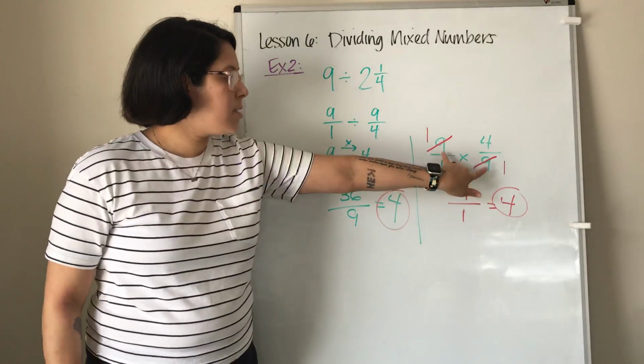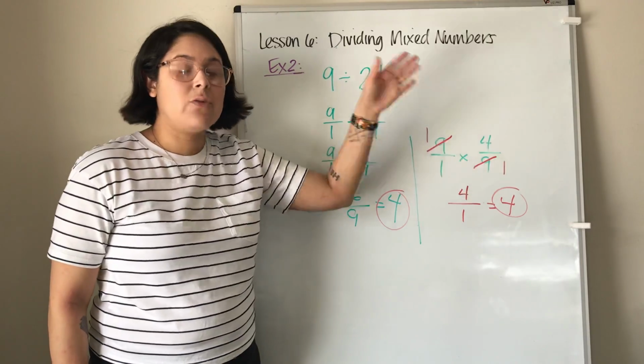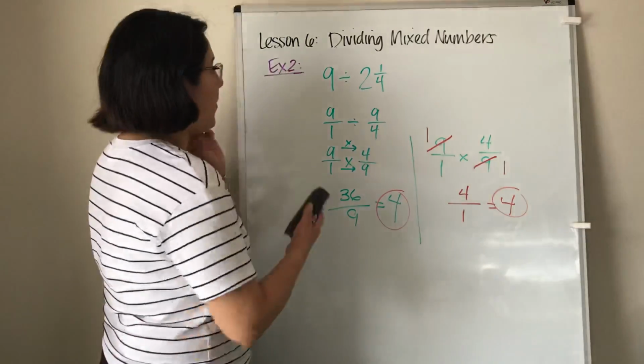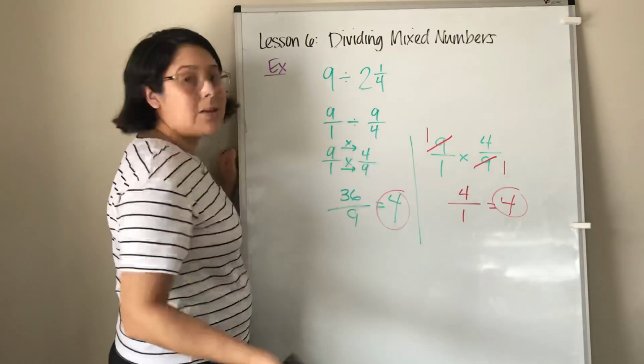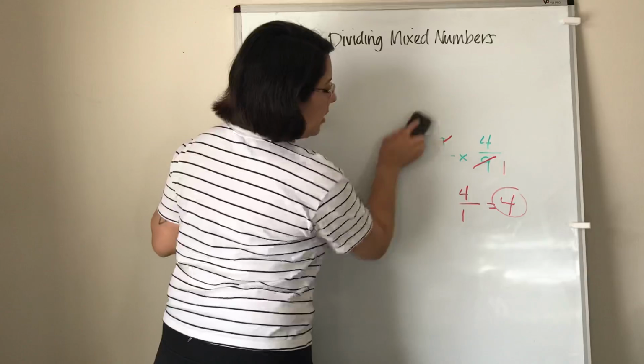Again, anytime you see numbers like this across from each other that have the same number, you can cancel them out, okay? You're going to factor them. That's what you're doing, is factoring them. Okay, I'm going to do another example with that so I can show you guys again.